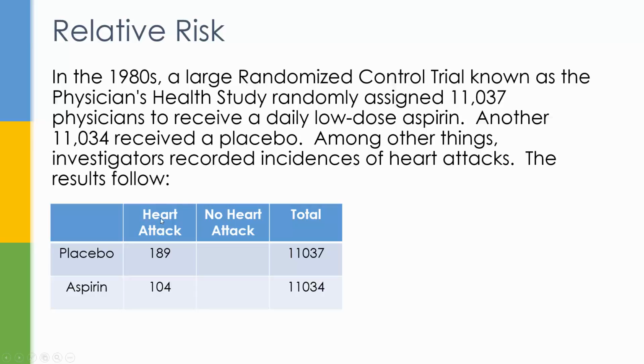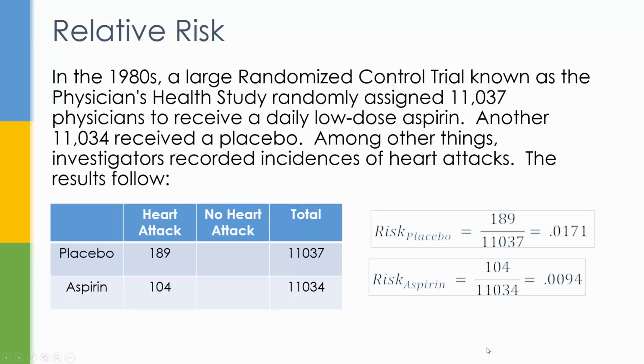Well, after some period of time, they noticed that in the group with placebo, 189 of these physicians had had heart attacks, and of those in the aspirin group, 104 had had heart attacks. So in the placebo group, we have a risk or a proportion of people who had heart attacks of 189 out of 11,037. So the probability or risk of getting a heart attack in that group was 0.0171.